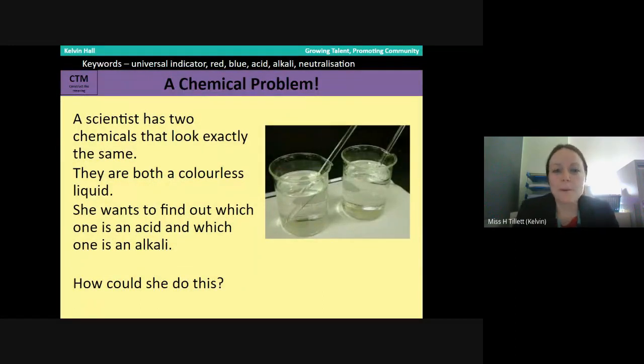Right, we've got a problem then. Let's say we've got two chemicals that look exactly the same. So you can see in my picture here on the slide that I've got two glass beakers, and inside there are some clear liquids. I've pretty much got exactly the same volume in each one, and also the glass stirrer is just inside. These are both colourless. If I wanted to find out which one was an acid and which one was an alkali, there is something I could do.